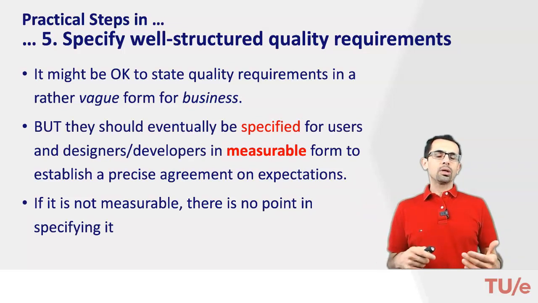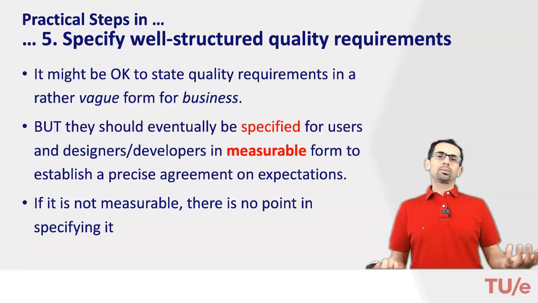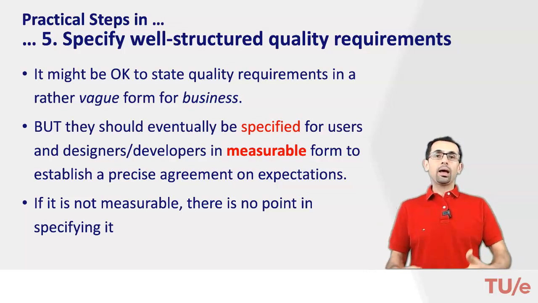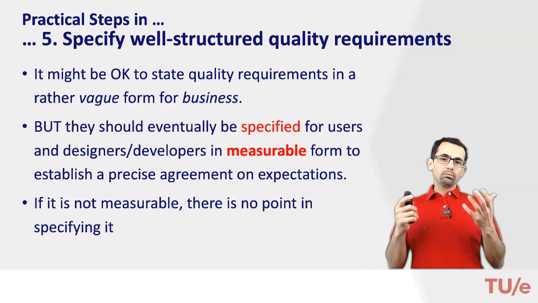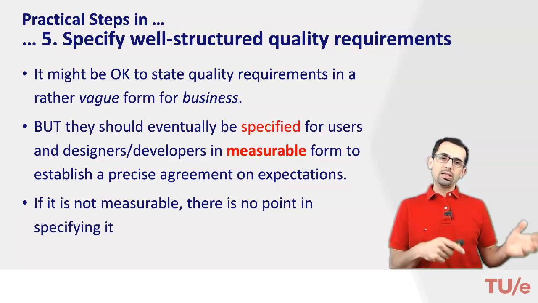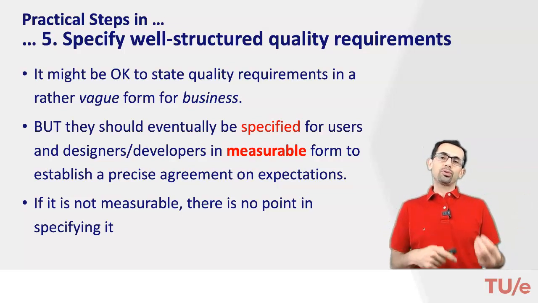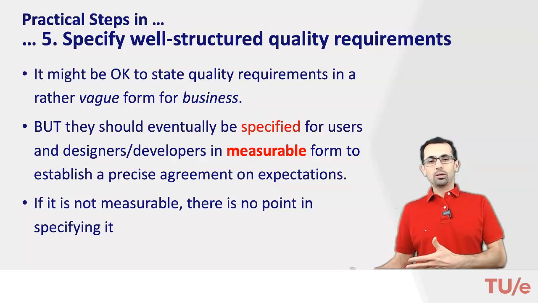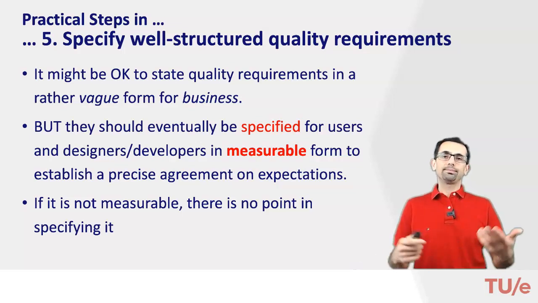But when it comes to the user level, or particularly at the solution level, you can't just go with something that's vague, because vague is unmeasurable, and if you can't measure it, then you can't know whether you have properly addressed that thing. So what I'm trying to say is that these requirements should eventually be specified for users or designers, developers in a measurable form to establish a precise agreement on expectations. Okay, so basically, if it is not measurable, there's no point in specifying. Okay, so if it is not measurable, it's not verifiable, you're doomed.